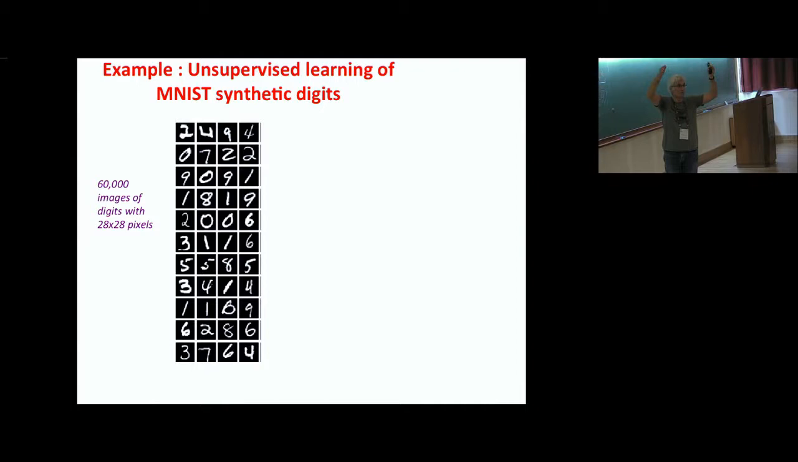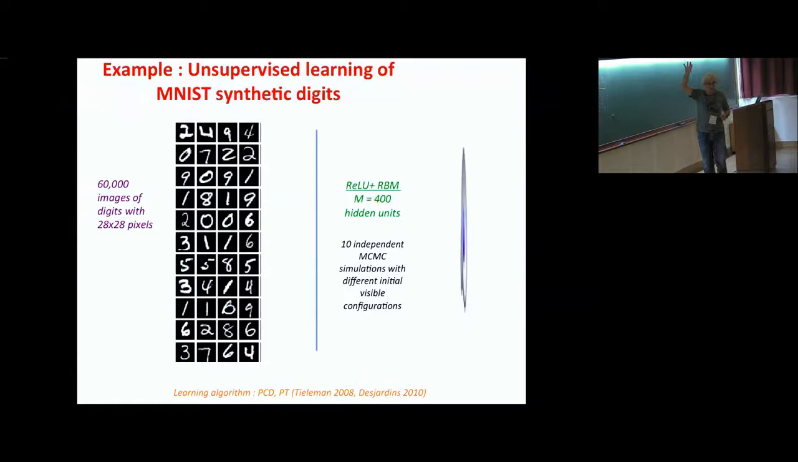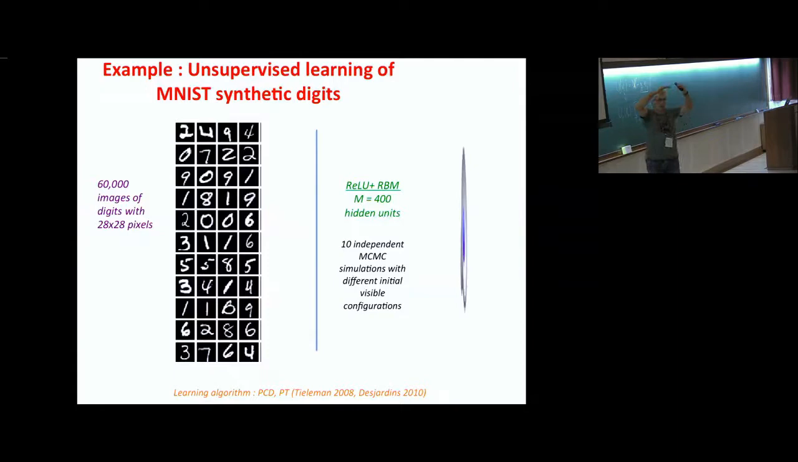So what you will see on the next slide here is the outcome after the learning is done. I will come back also to what that means, rectified linear units. I already talked a little bit this morning about it. So 400 linear units, after the learning is done, you will see 10 independent Monte Carlo simulations. So there will be 10 pictures. And these are just snapshots of the configuration on the visible layer during this Monte Carlo simulation. They're all independent, but they are all obtained with the same machine from initial conditions which are different.